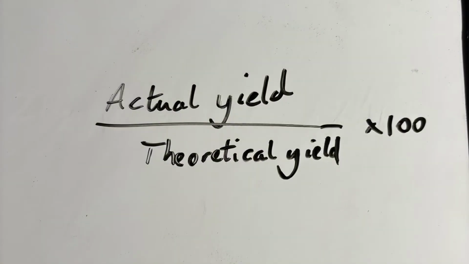Next, we have to work out the percentage yield, and it's very simple. It's the actual yield over the expected yield times 100. And what that means is your mass that you obtain in a practical will be less than how much you calculate in an equation like the one we did earlier.